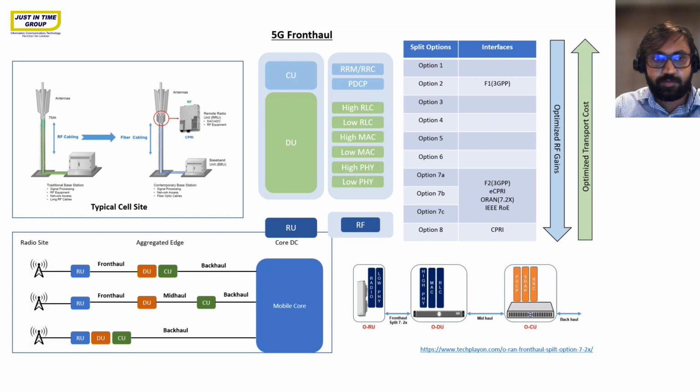To do that, we need to introduce some sort of a transport network in between the RU and DU. This is a representation of how RUs and DUs will look like. And the modern way of doing this is to have DU and CU implemented on commercial off-the-shelf hardware.